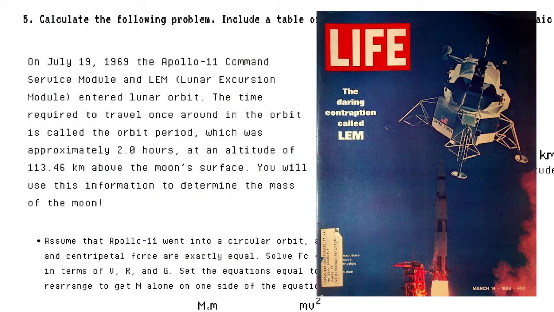On July 19, 1969, the Apollo 11 Command Service Module and the LEM Lunar Excursion Module entered lunar orbit. The time required to travel once in orbit is called the orbit period. This was approximately 2 hours and at an altitude of 113.46 kilometers above the moon's surface. You will use this information to determine the mass of the moon.